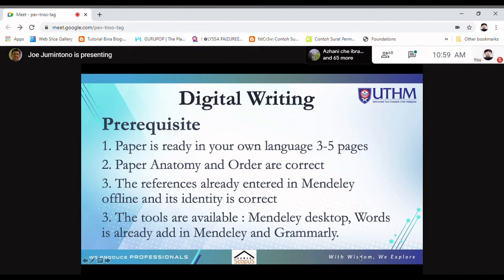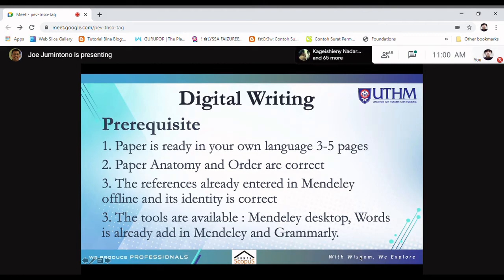Okay, the references, like the session 2 or 1, I don't know. I give you how to get the references. Yeah, I get the references, and then put the references that you already found from Scopus, or maybe from ScienceDirect, maybe from the Researcher application, into Mendeley offline or Mendeley Desktop. Add them into Mendeley Desktop, and please make sure the identity of the paper is correct.